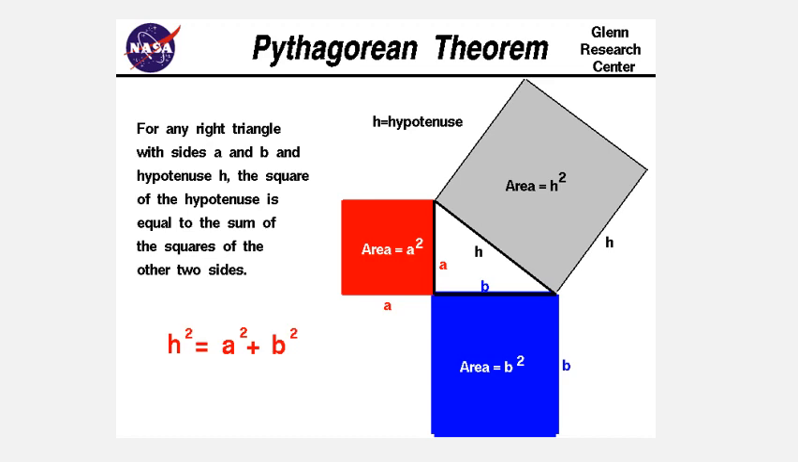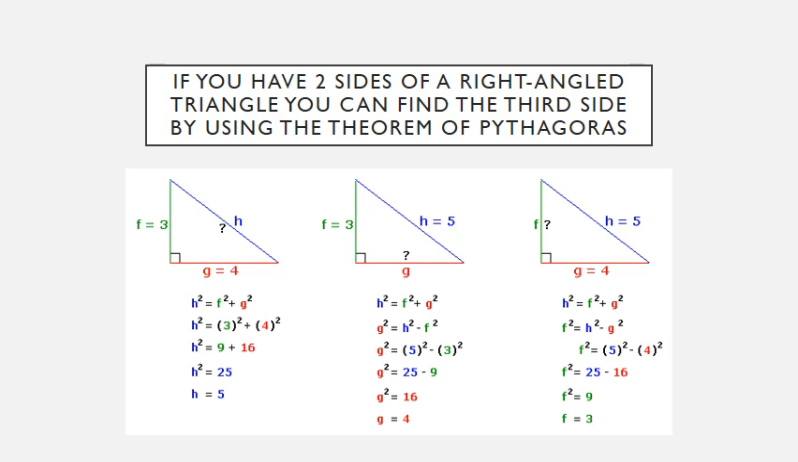Okay, so he states, if you look over here, that if you take the two shorter sides of the triangle, which are indicated here as A and B, they should have actually indicated a 90-degree angle there in between A and B. But if you take A squared plus B squared, it will give you the hypotenuse squared. And again, the hypotenuse is the side opposite the 90-degree angle. Okay, so he said if you have two sides of a right-angled triangle, you can find the third one by using the theorem of Pythagoras.